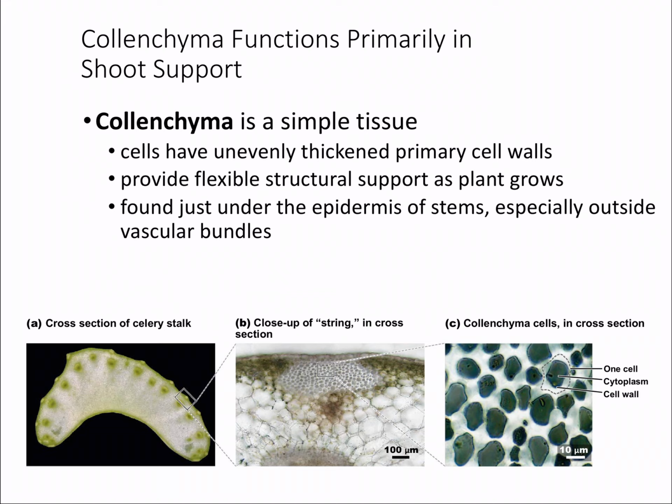The collenchyma is a flexible but thickened structure, and this is a tissue that provides support to the shoots. It helps the plant to stand up strong, and you can see this really easily if you look at a cross section of a celery stalk. You can see those collenchyma cells, and they're found just under the epidermis, arranged in bundles. This group of cells functions in support.